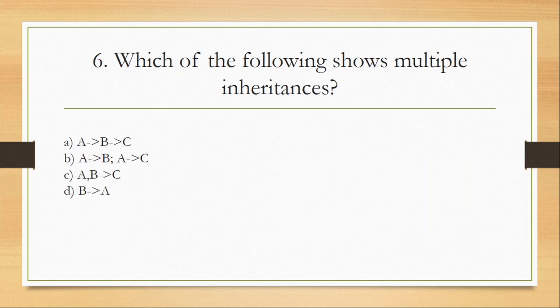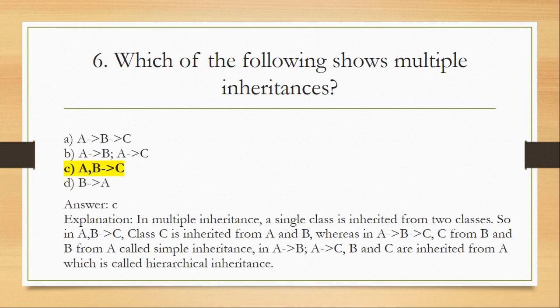Which of the following shows multiple inheritance? Option C is correct. In multiple inheritance, a single class is inherited from two classes. So in A, B, class C is inherited from A and B, whereas A to B to C, that is C from B and B from A, is called simple inheritance.